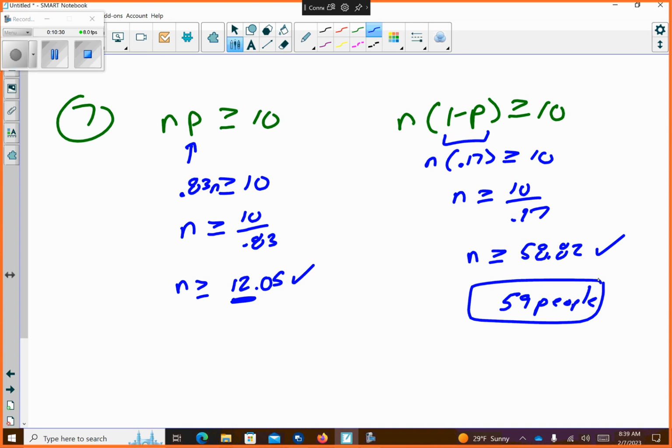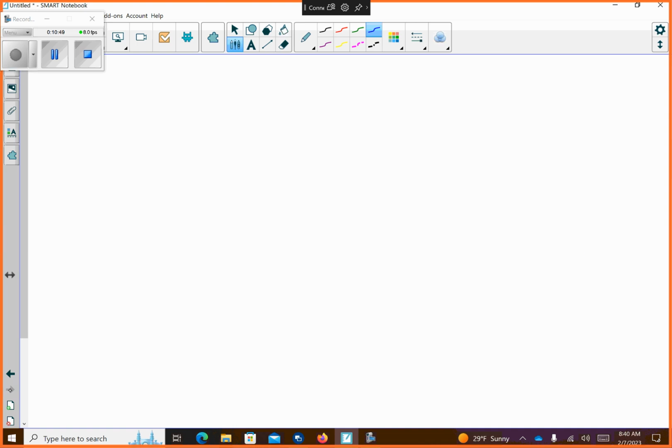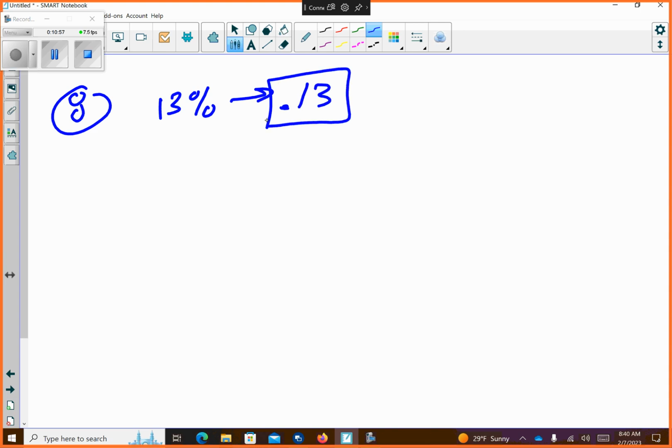All right. Currently, this is on page 80. Currently, 13% of the population of the United States is a senior citizen. Okay, create a sampling distribution to represent the size 36. Okay, so number 8. They tell us 13%, which is 0.13, is the number we're going to use.